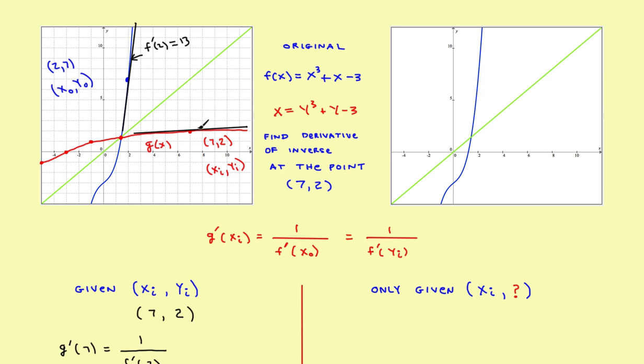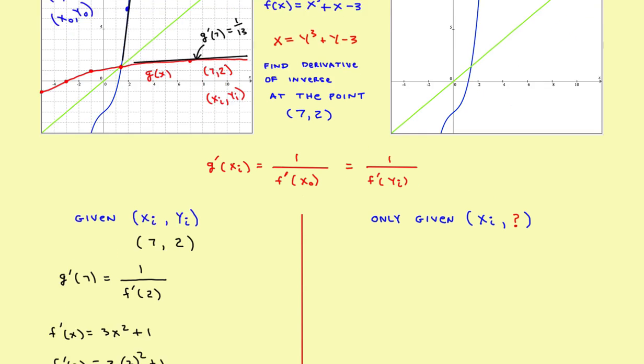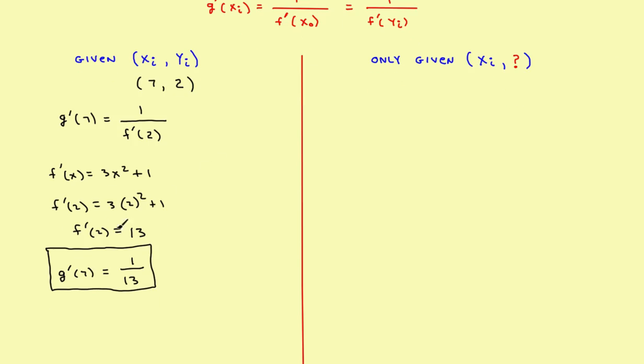What this is, here's a tangent line here, and this was g prime, so the slope of the derivative at x equal to 7 was equal to 1 over 13. And that's what this answer is right here. So the slope of the original function was 13. The slope of the derivative is 1 over 13.